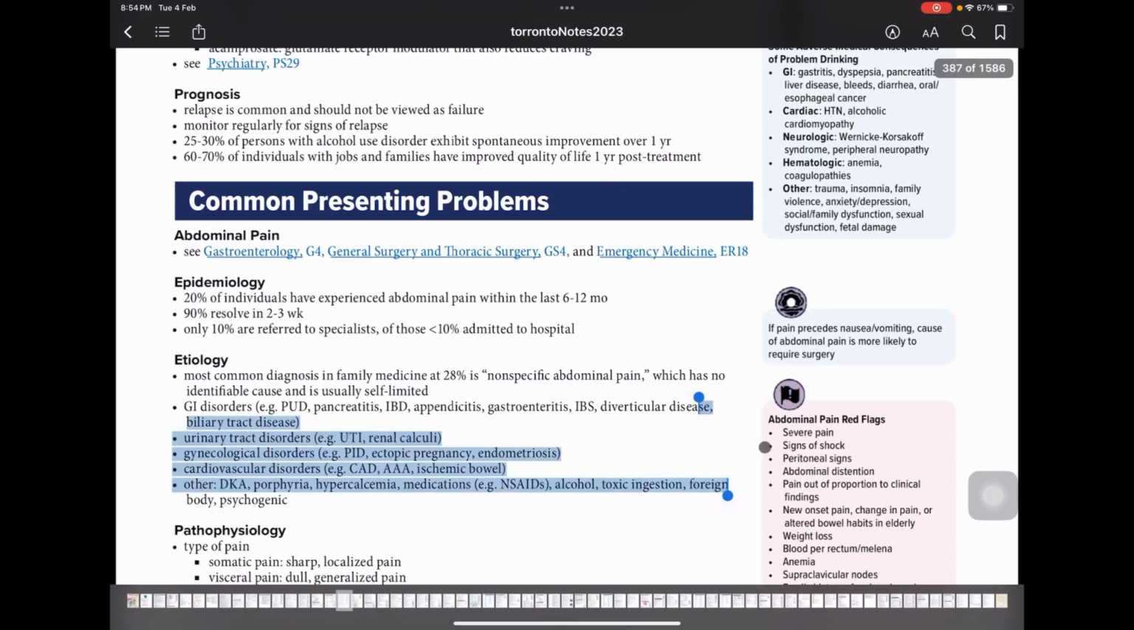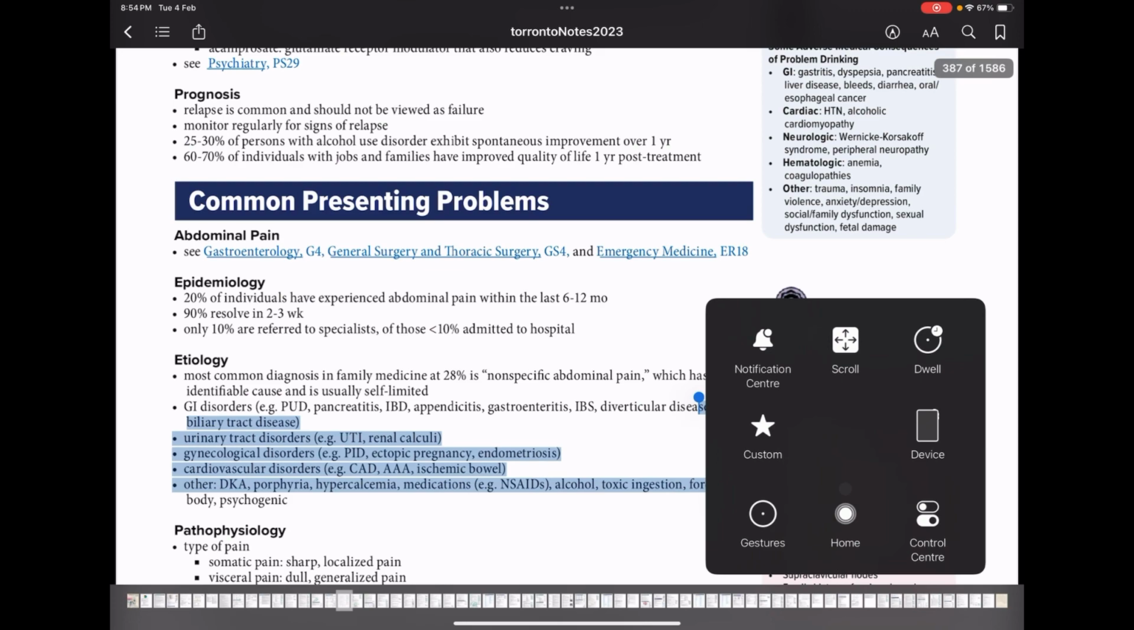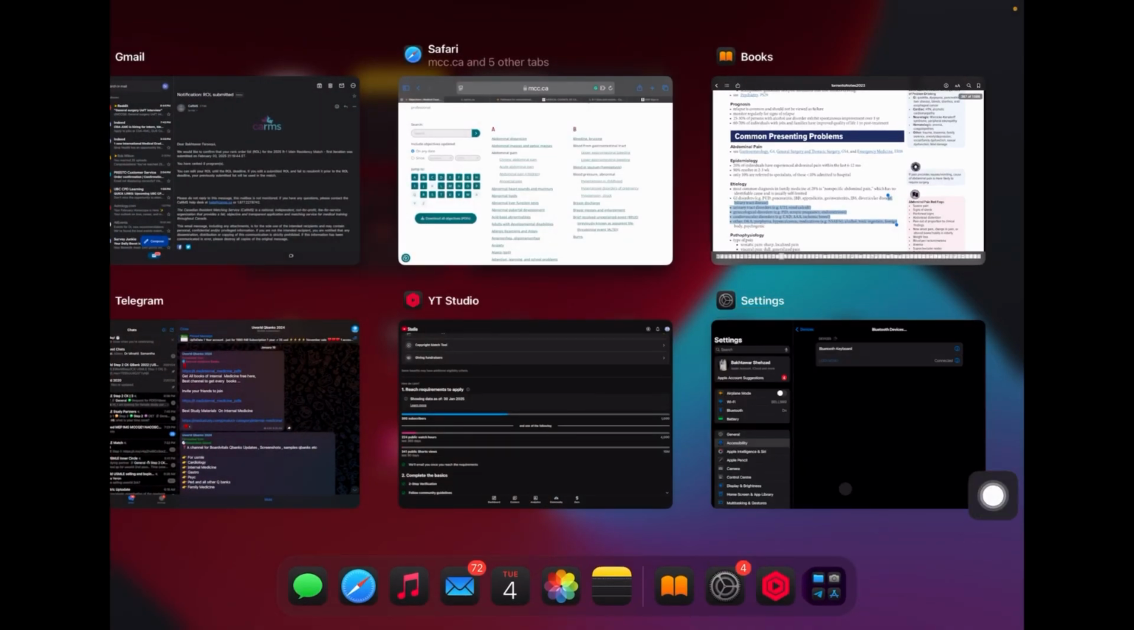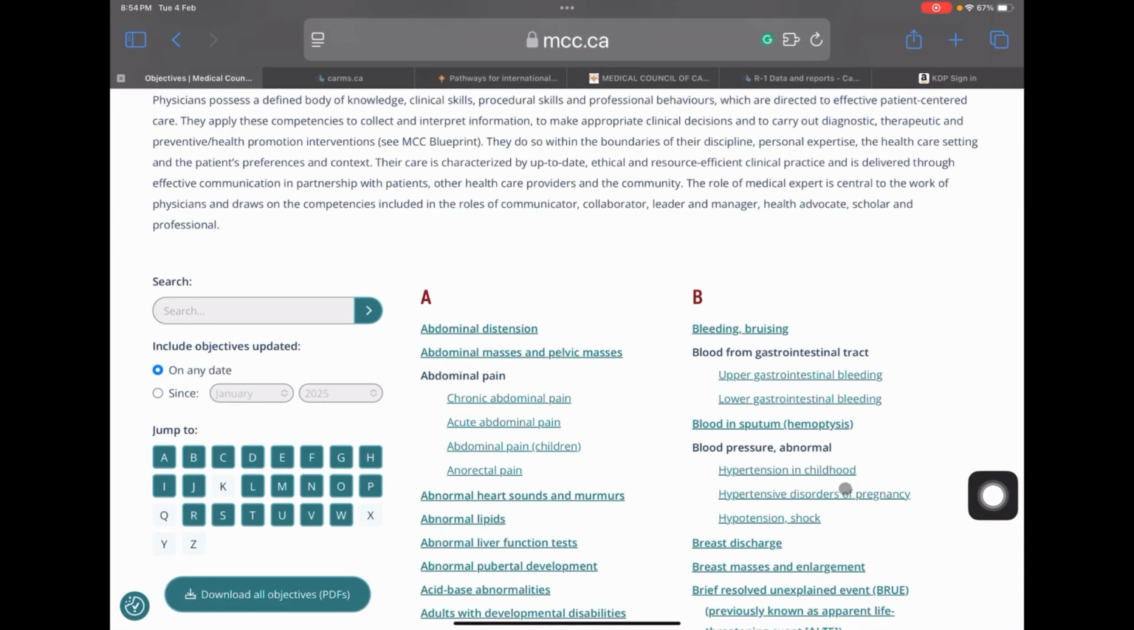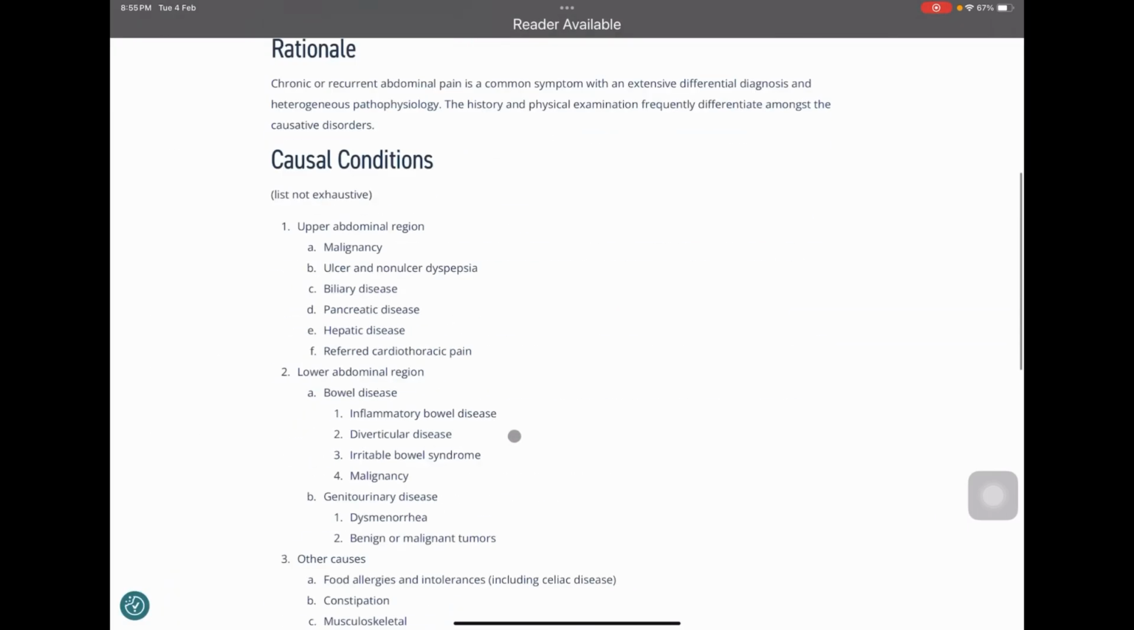Let's go and look at the MCC objectives. If you look into the MCC objectives, you'll see there's one entire objective on abdominal pain, which covers chronic abdominal pain, acute abdominal pain in children, and then anorectal pain. If we click on chronic abdominal pain, the conditions they want you to know in the upper abdominal region are malignancy, peptic ulcer disease, biliary disease, pancreatic and hepatic disease, and referred cardiothoracic pain.